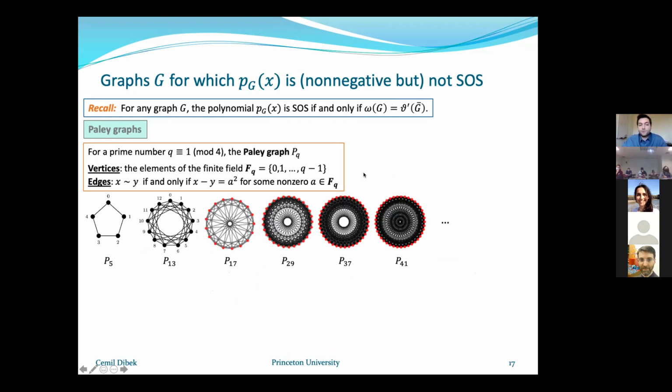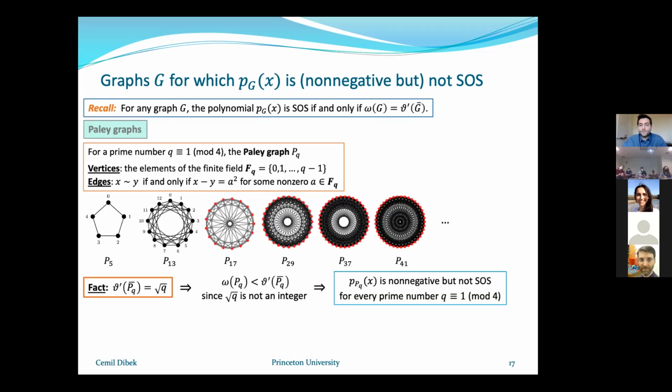So this is a well-known class of graphs. And one thing that we know about them is the following fact. Their Schreiber number is exactly the square root of Q. But Q is a prime number, so the Schreiber number is not an integer. But the clique number is an integer. So there is a gap between the clique number and the Schreiber number. And therefore, if you write the polynomial for these polygraphs, then you will obtain a non-negative but not SOS polynomial.